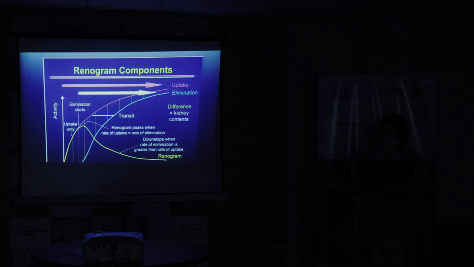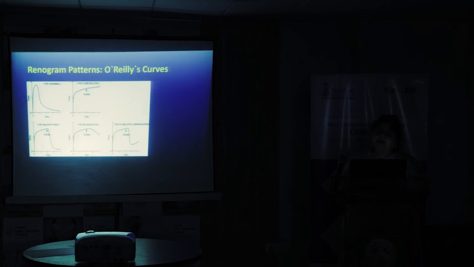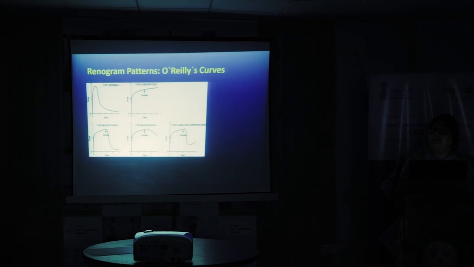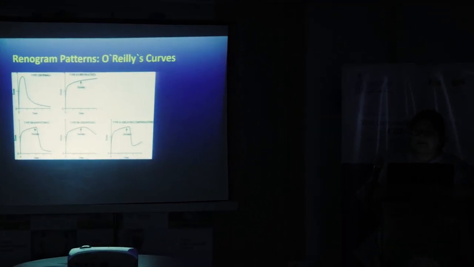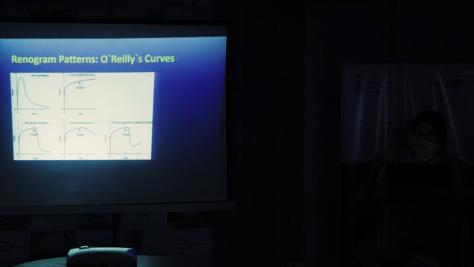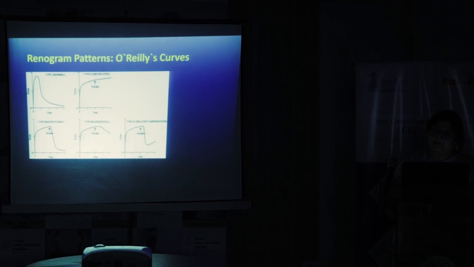Based on these components, these are the different kinds of renogram patterns, and these are called the O'Reilly curves. Often in your Viva, many people will be asked what the O'Reilly's curves are. O'Reilly's curves are the renogram patterns which define whether a kidney is excreting well, or whether it is obstructed, or whether it is a functional obstruction. So these are the different kinds of curves. This is the type 1 curve, which is the normal curve.